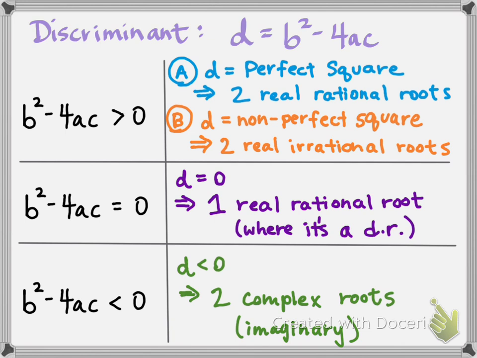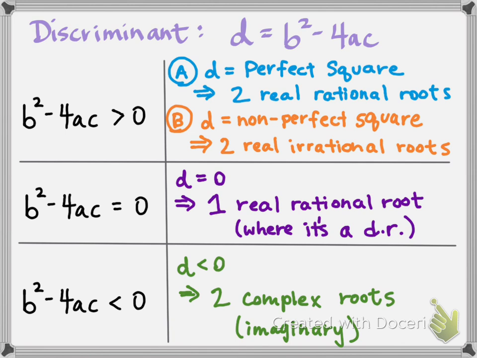The discriminant is known as d equals b squared minus 4ac. In the first case, which is the first row, if the discriminant is greater than 0, any number above 0, then there's two cases that could occur. If the discriminant is a positive perfect squared number, then I'm going to have two real rational roots. If the discriminant is a non-perfect squared number, then I'm going to have two real irrational roots.